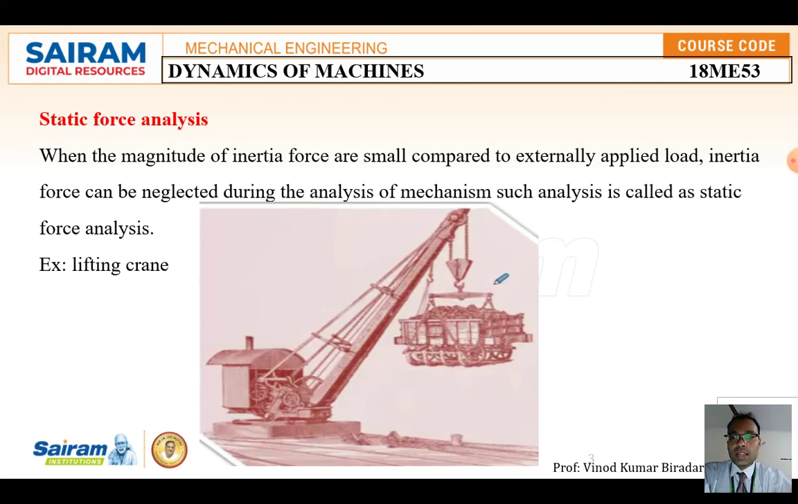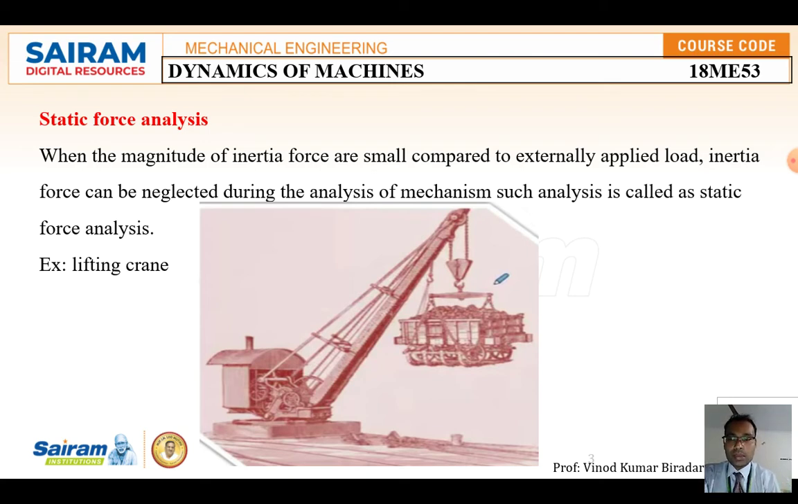Here I wrote the definition. When the magnitude of inertia forces is very small as compared to the external applied load, then the inertia force can be neglected during the analysis of the mechanism. Such analysis we call static force analysis. What is the inertia force, and why do we want to neglect it?